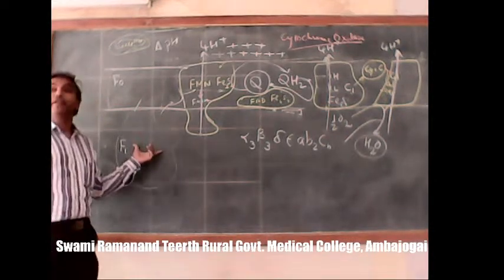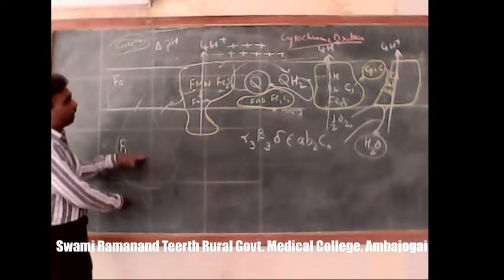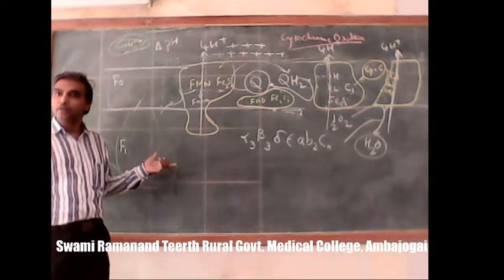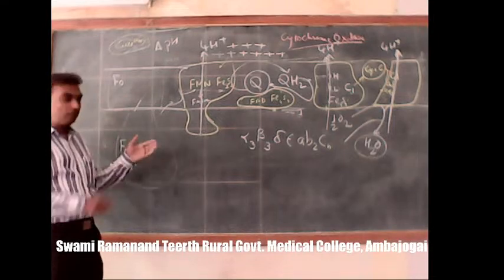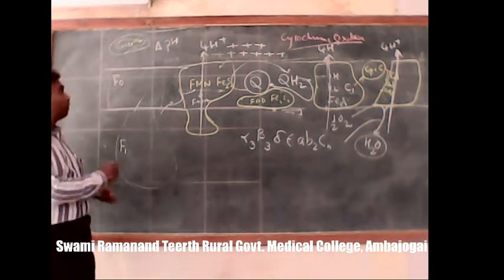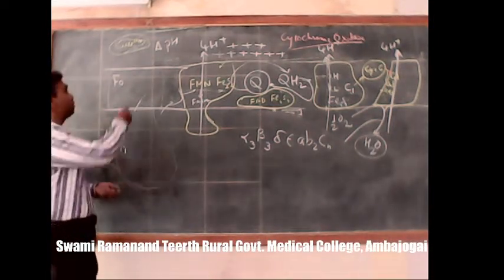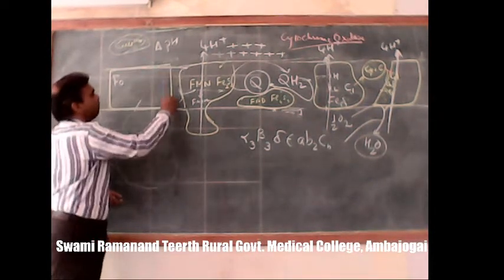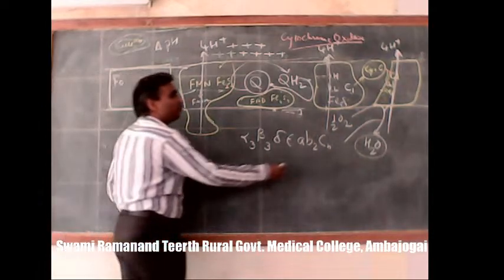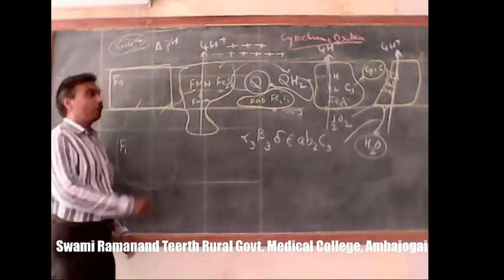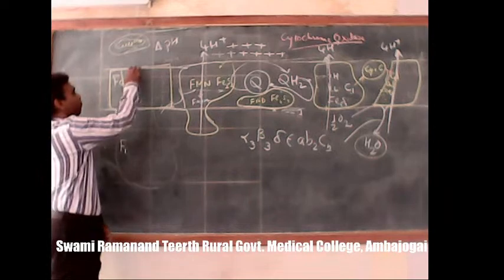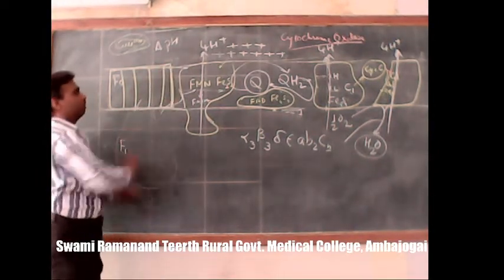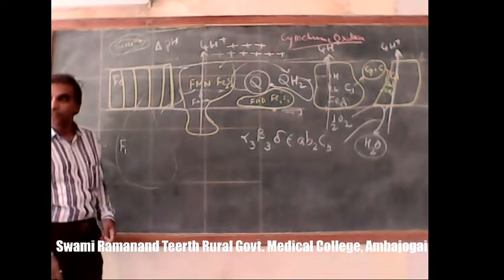Now for our convenience, to know that this is the matrix side, I am drawing this upside down. For your convenience, you can draw it upright. So this F0 segment constitutes the C part. It has a number of C units in it. These are C units.